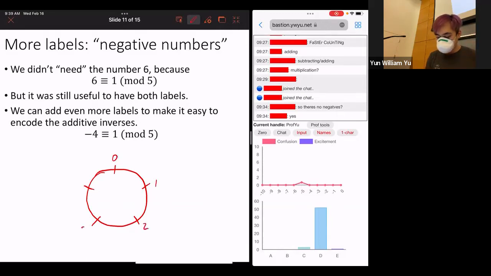So 0, 1, 2, 3, 4. Well, we knew that this was equivalent to 5, and this was equivalent to 6, 7, 8, 9, etc. But we can also say this is equivalent to -5. If you go counterclockwise 5 steps, you also end up back at the beginning. This 1 is also equivalent to -4, because if you go counterclockwise 4 steps, that's the same as going forward 1 step. You end up at the same place.